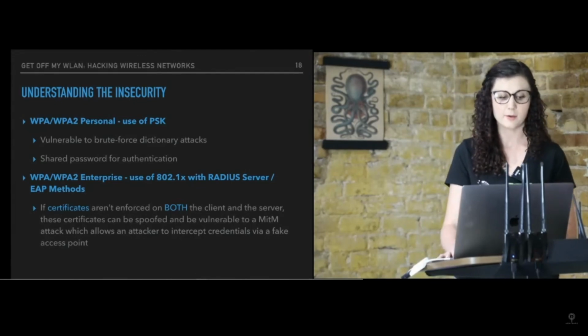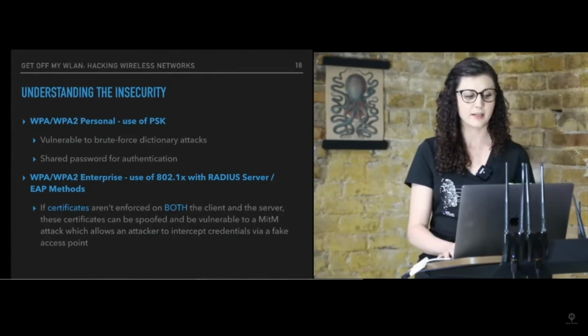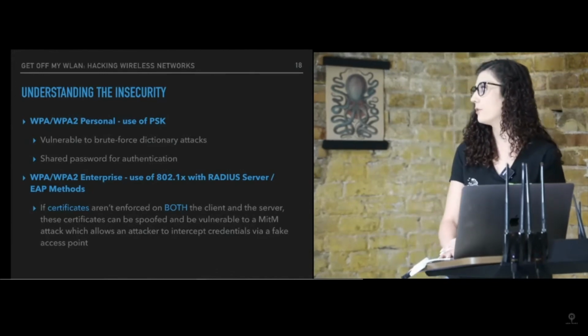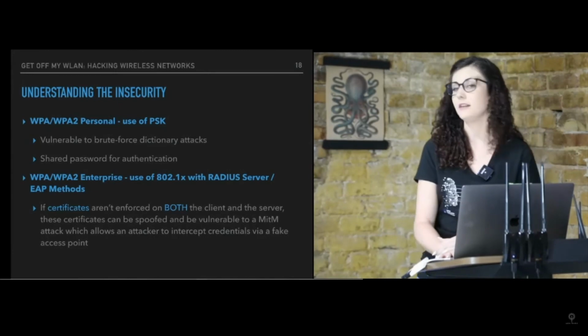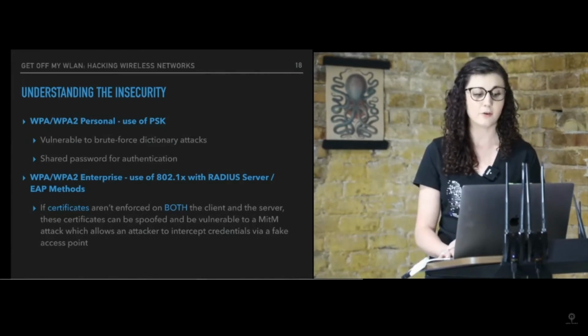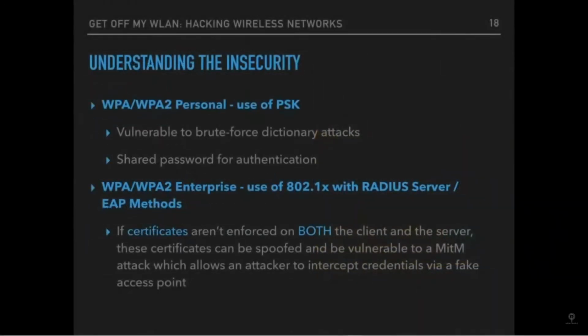With WPA and WPA2 Enterprise, use of a RADIUS server with those EAP methods, if certificates aren't enforced on both the client and the server side, these certificates can be spoofed, like we just saw in the demo, and be vulnerable to a man-in-the-middle attack, which can allow an attacker to intercept these credentials through that fake access point.